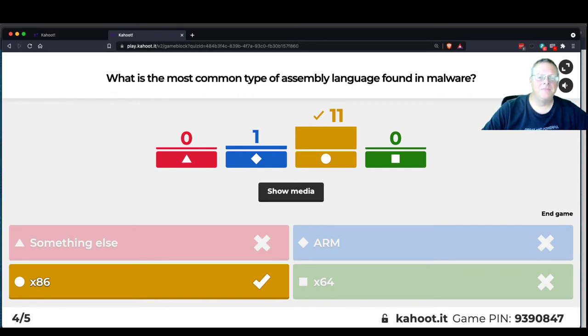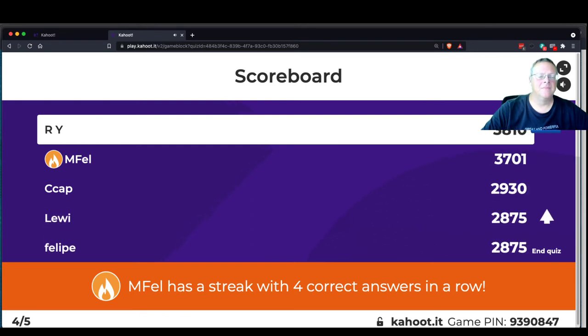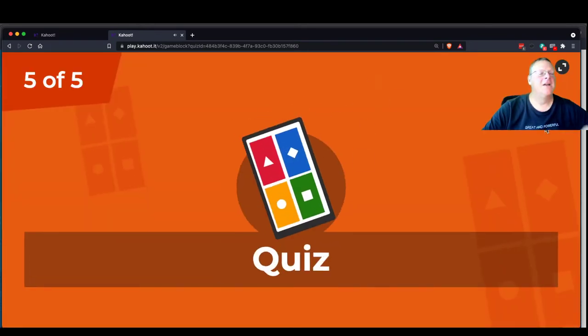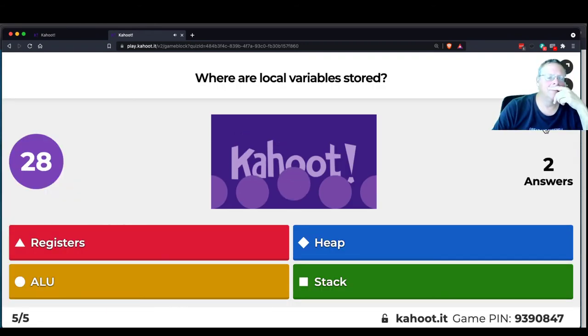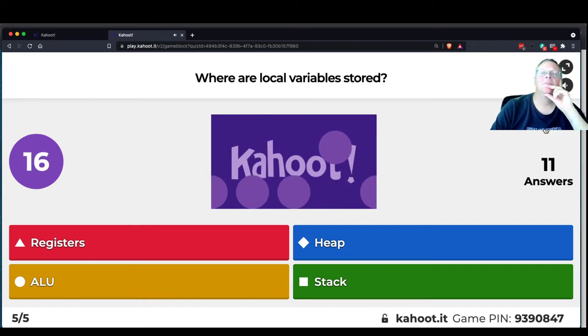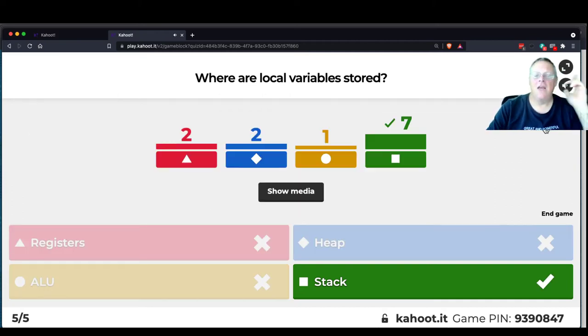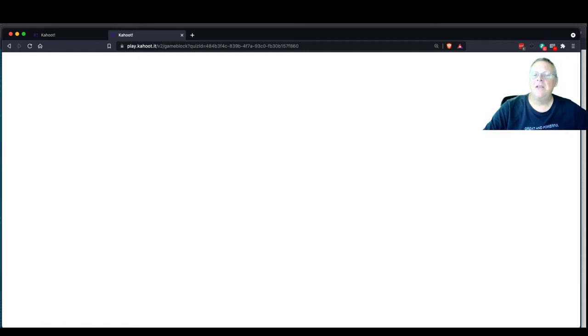All right, so where are the local variables? Yeah, they're on the stack. They really only exist for use while you're in the routine, and when you return, they're deallocated essentially and gone.